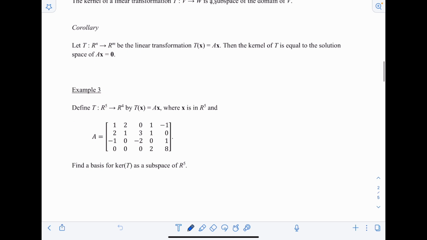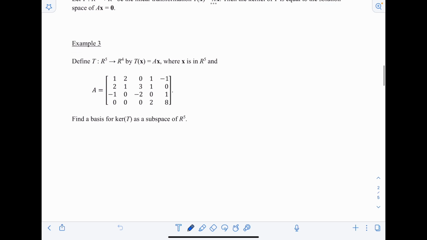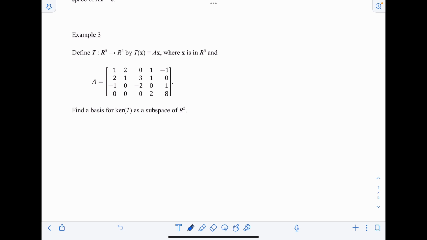So kind of similar to what we just did, we're going to do the same thing here. We're going to take our matrix here. We're mapping R^5 to R^4, and we've got the matrix A. We're going to find the basis for the kernel of T as a subspace of R^5. Same idea as before: we're going to put this into reduced row echelon form. So I'm going to take that matrix above and apply Gauss-Jordan, again using technology to do this.